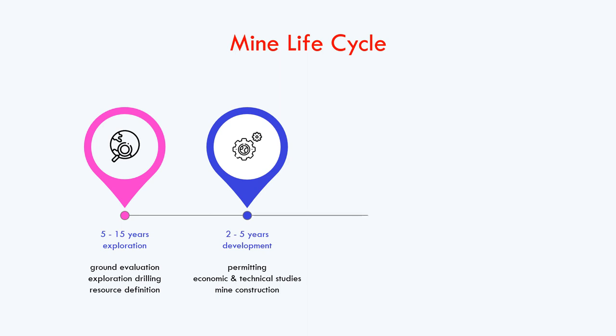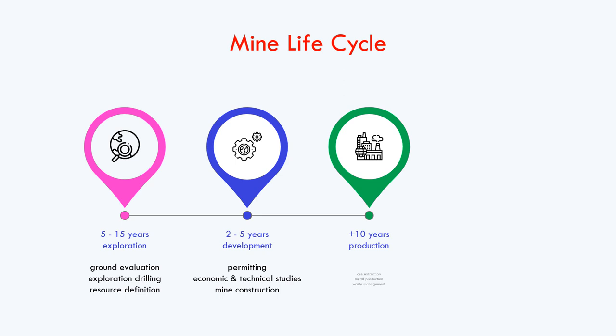Once we build the necessary infrastructure and construct the mine, we then start production. So, during the production stage, we mine the ore, we produce the metal, and we carry out the waste management. Usually, the production stage of a mining project lasts more than 10 years.